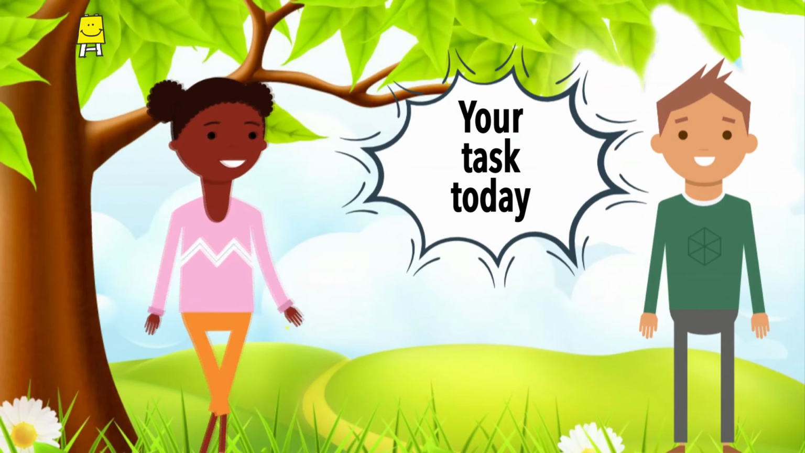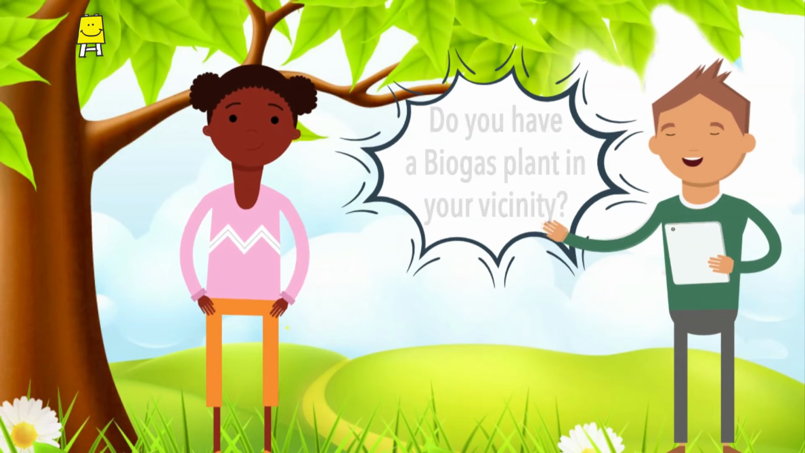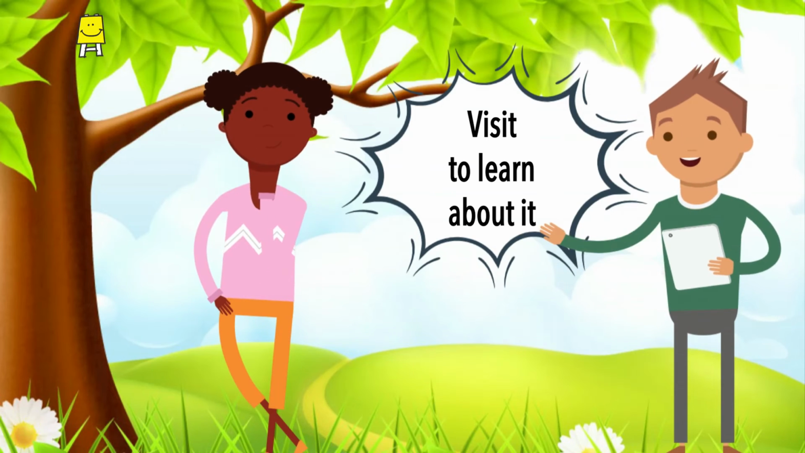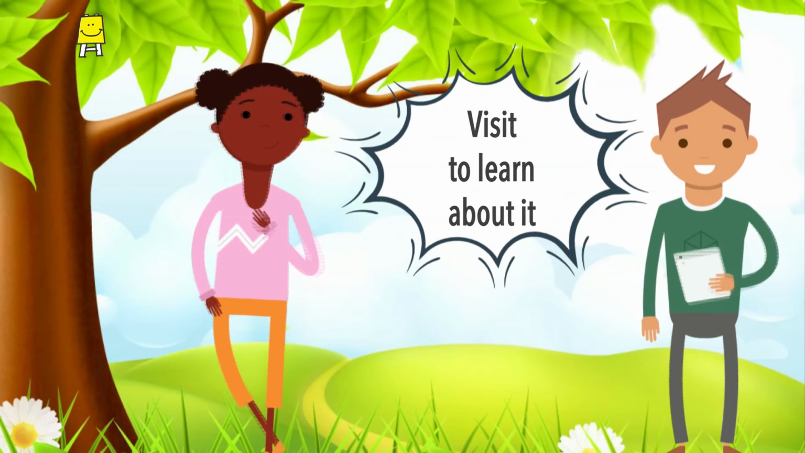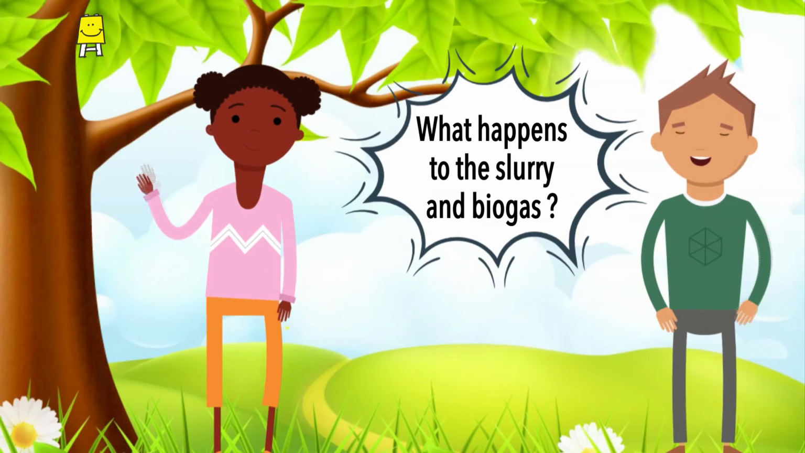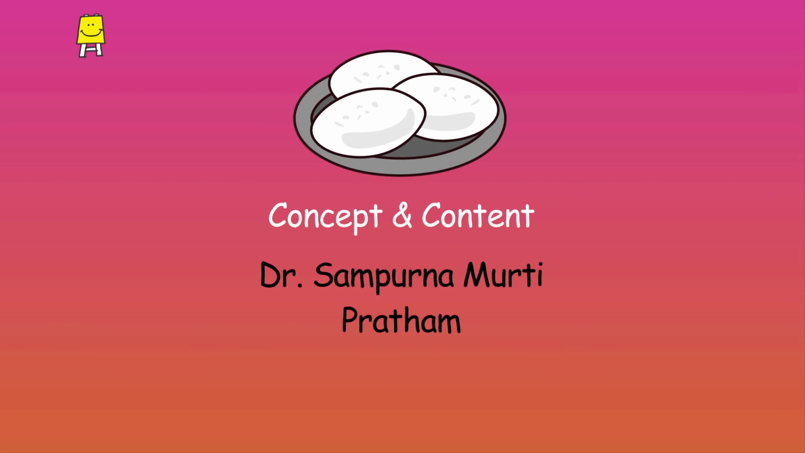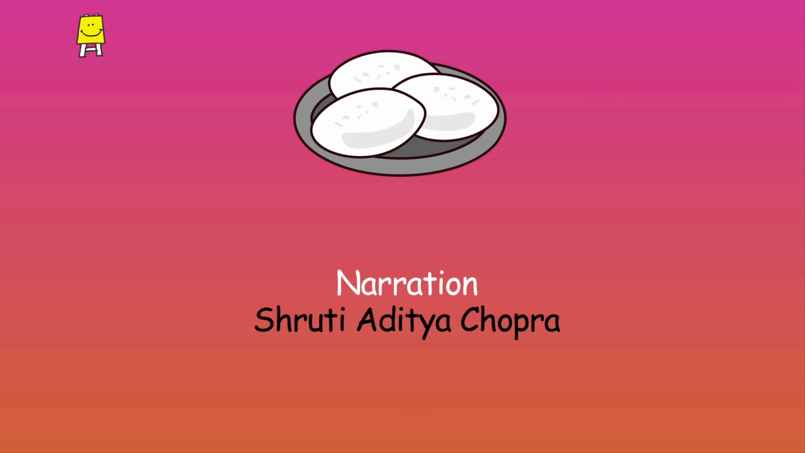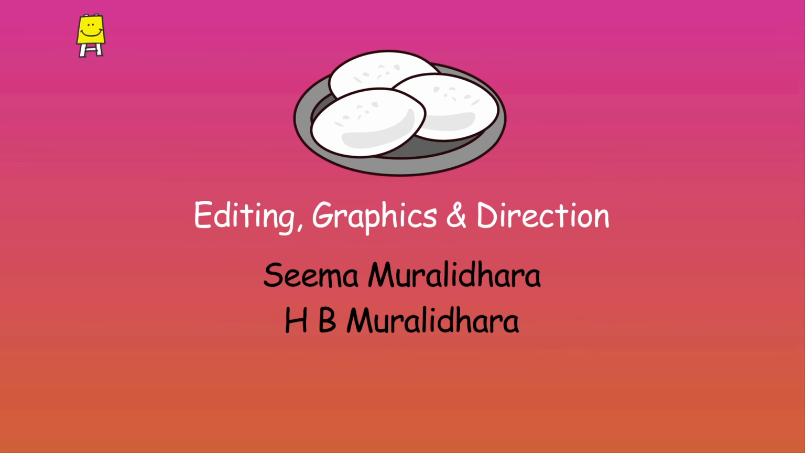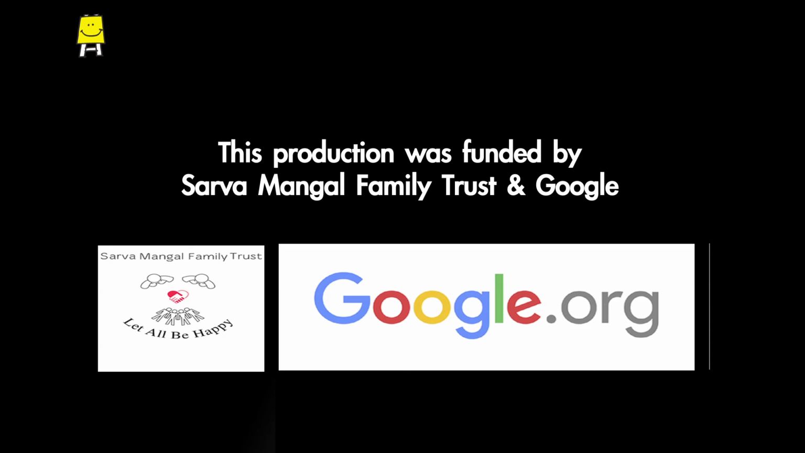Time for a task for you. Do you have a biogas plant in your vicinity? Do visit it and learn more about it. Try to find out what is done with the slurry and the biogas. The next time you eat idlis, dhokla or any other fermented food, do remember the process of fermentation and the amazing science in our kitchens.